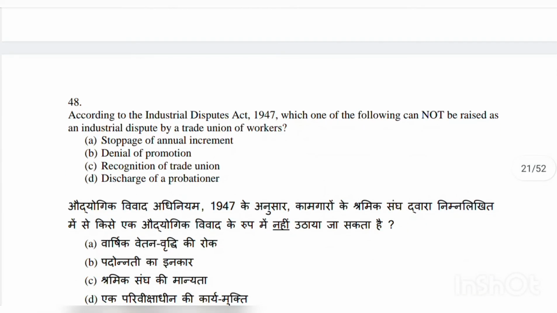48. According to the Industrial Disputes Act 1947, which one of the following cannot be raised as an industrial dispute by the trade union of a worker? That is C. Recognition of trade union. It cannot be a dispute.